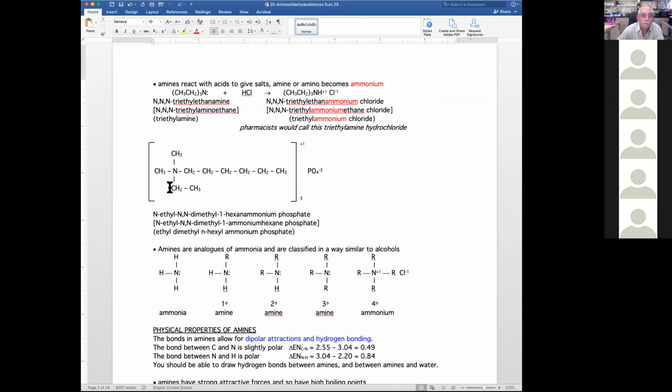So here's a different one. I showed the exact structure of it. So notice that I didn't put the charge directly on the nitrogen. I just put it up here. And there's 3 of these because phosphate has a charge of -3. This is a charge of +1. So look at the name of this. All we did is change the word amine to ammonium. See how that works? Very simple.